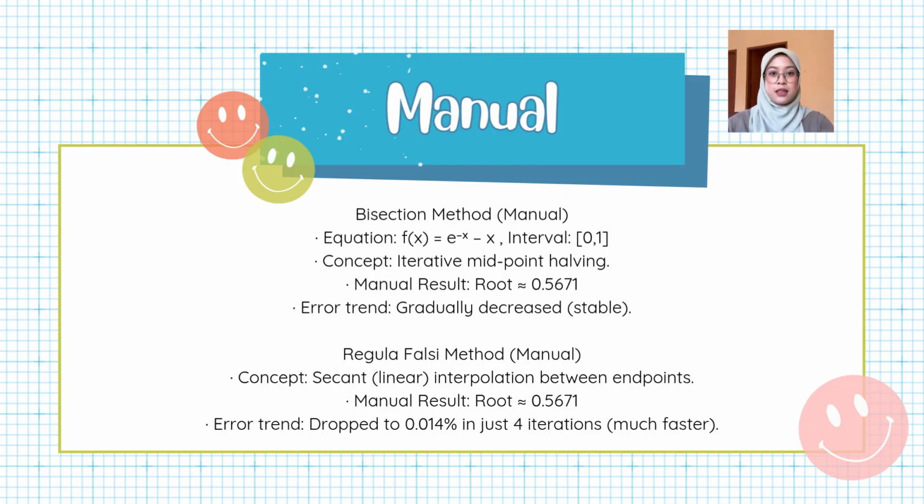Next, we applied the regula falsi method. Instead of a fixed midpoint, this method draws a straight line between the two interval endpoints and uses the x-intercept as the new root estimate. This gave us the same root, approximately 0.5671. However, the error dropped dramatically, reaching just 0.01514% in only four iterations, which is significantly faster than bisection.